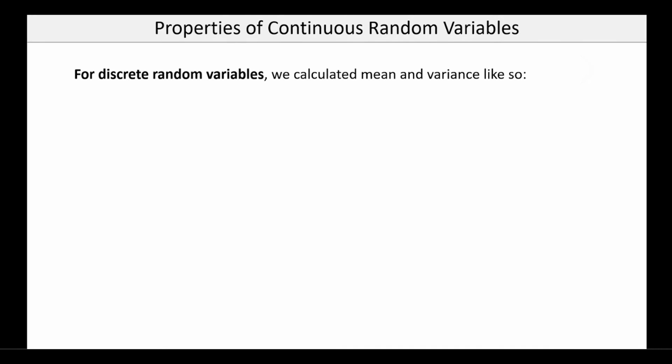Okay, so in this lesson today, we're going to look at some of the properties of continuous random variables. And I'm going to link this back to discrete random variables and hopefully help you to see the connection and the similarities between the two. For discrete random variables, we were able to calculate the expectation and the variance like this.